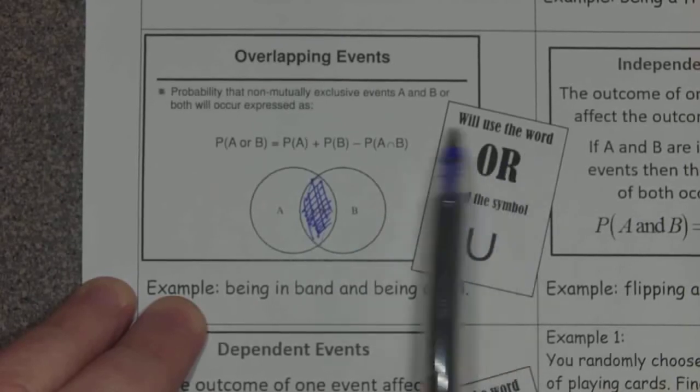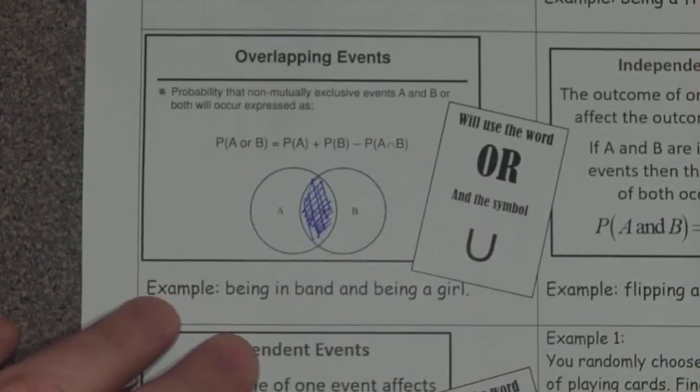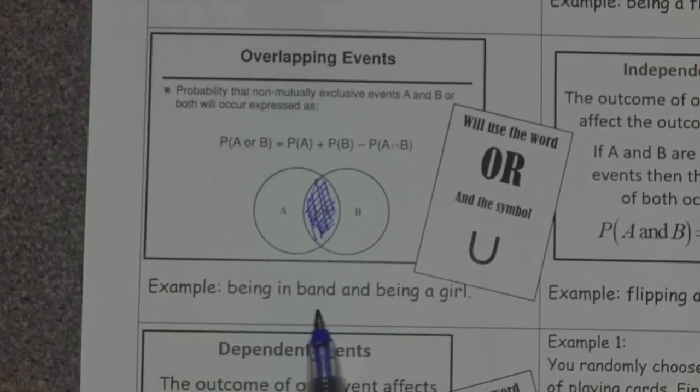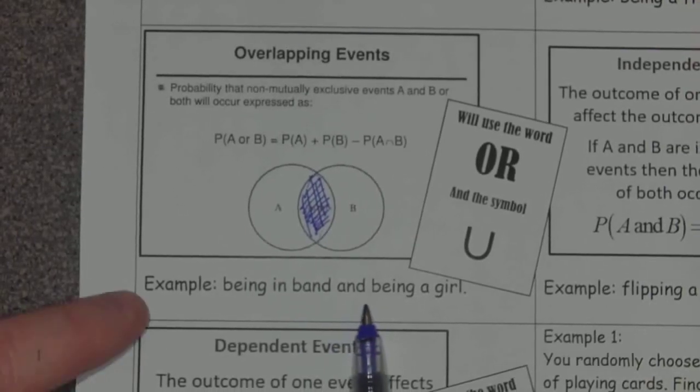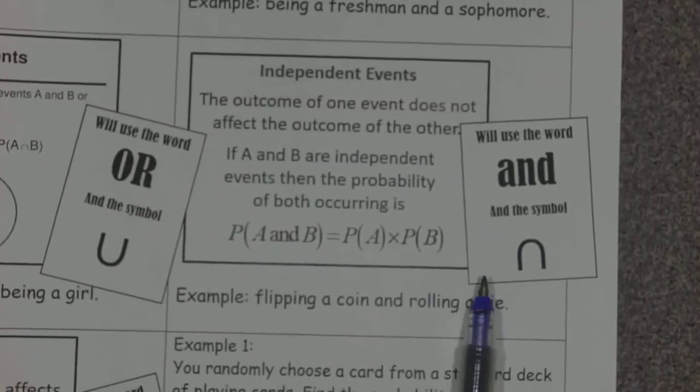Again, it's the word or there. We'd find both probabilities and subtract off the overlapping probability. Okay? An example of that happening would be being in band and being a girl. You can be a girl in a marching band. That's totally okay. All right?